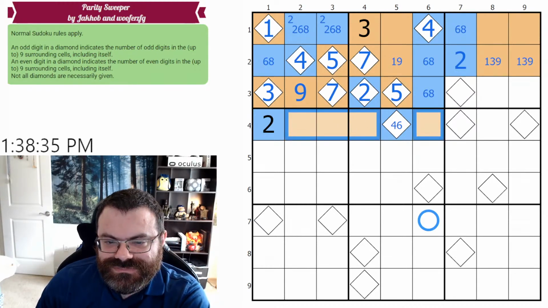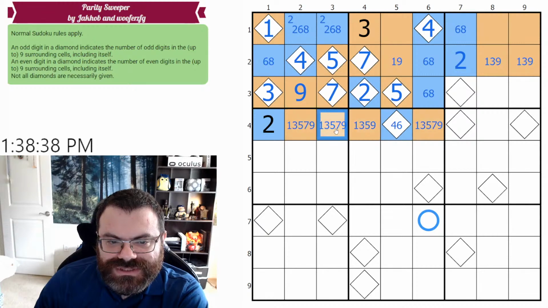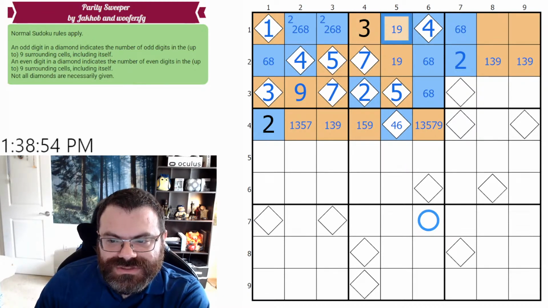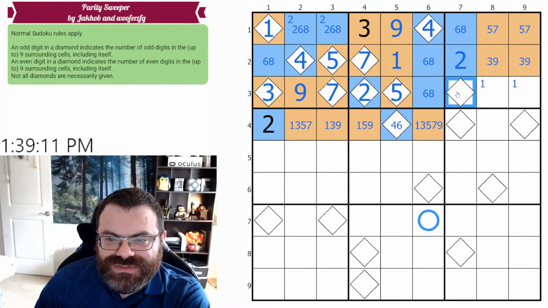Maybe I should fill these. Can't be 7, can't be 5, 7, can't be 9. Three is gone from here. This invisible 3. This is a 1 or a 9. Oh, it's not a 1, so that's 9 and 1. These are not 1s. So these are 5, 7. The 1 can't be in that diamond. So this has to be even, because if it was odd, it would be a 1, and that's already broken. So this is even.